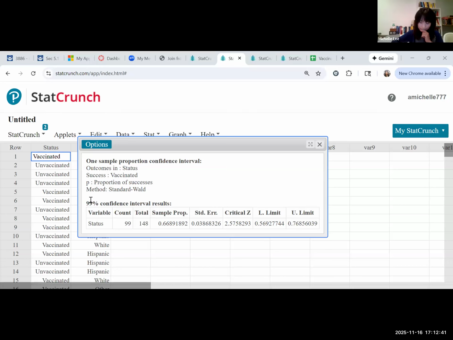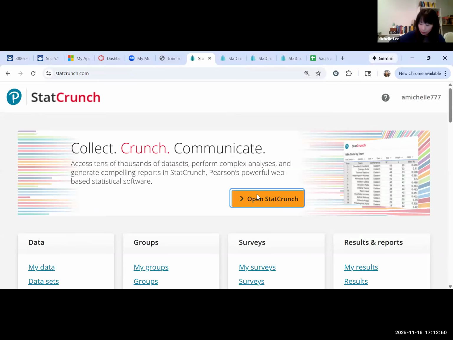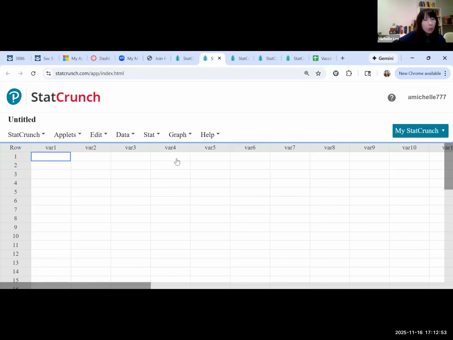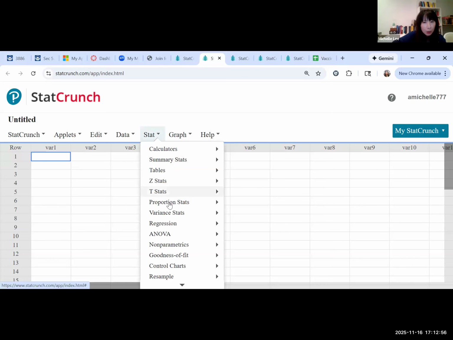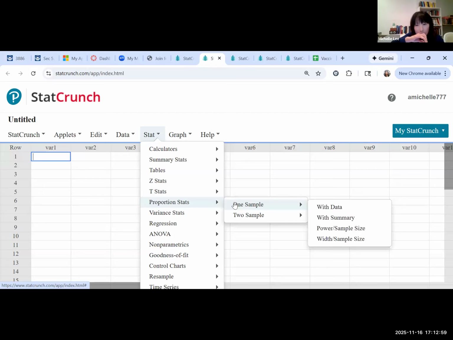Stop share. Okay. Let's go to StatCrunch, and go to Stat, Proportion Stats, One Sample, and then With Sample Size. So we click that. Let me highlight. Stat, Proportion Stats, One Sample, With Sample Size. Yeah, click that. All right.